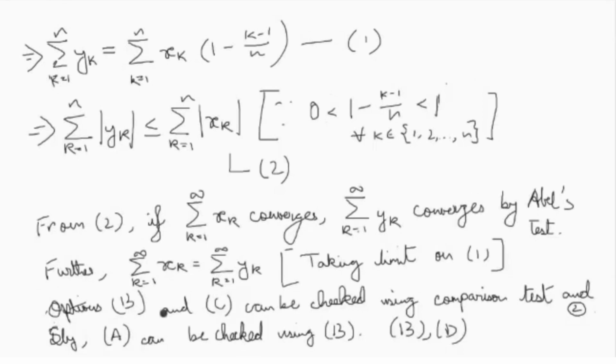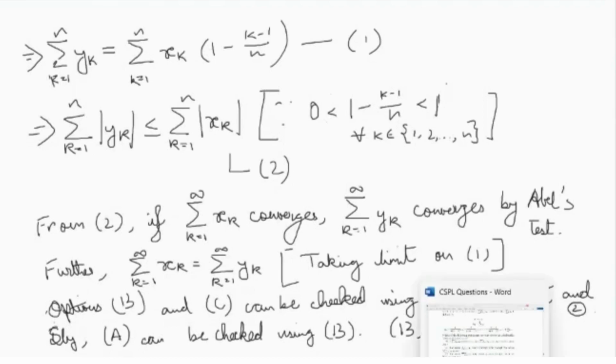So A can be checked using option B. So B and D are the correct options. And obviously, if B is true, A cannot be true.